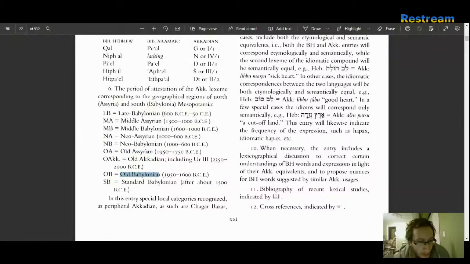So Abraham would have been speaking this language, the Old Assyrian or Old Babylonian. Standard Babylonian was after 1500 BC, and Old Akkadian was the form of Akkadian prior, and notice it says 2350 to 2000 BC. Around this time period is when the Tower of Babel happened. So this is essentially when Akkadian originates, shortly after the Tower of Babel.